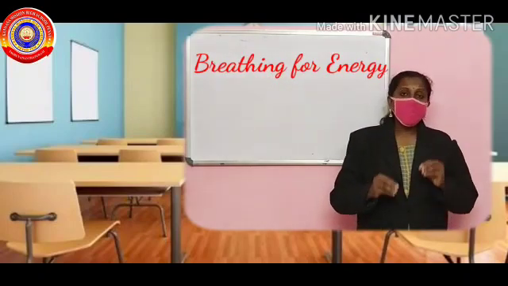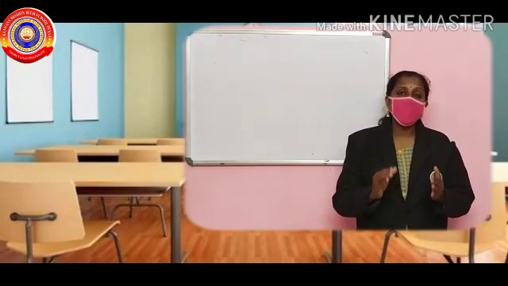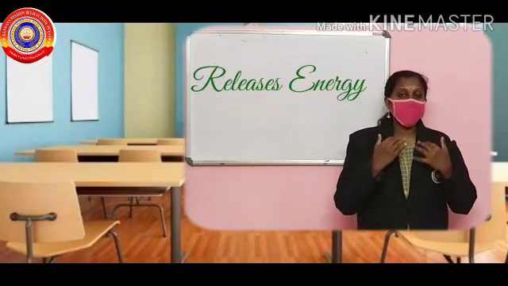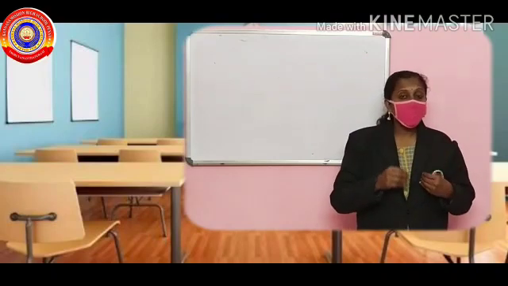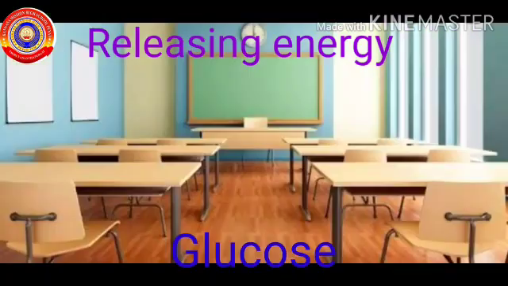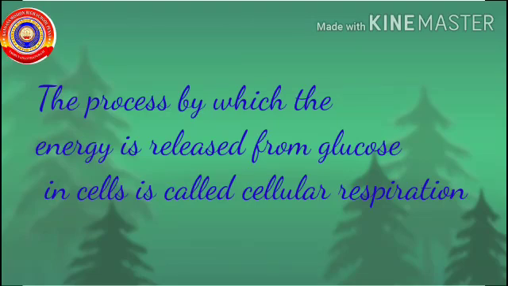In the last class we learned how oxygen reaches each and every part of the cell. And this oxygen releases energy. This energy is released mainly from glucose. The process by which energy is released from the glucose in cells is called cellular respiration.